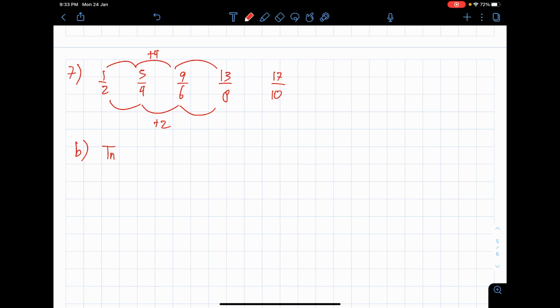Now, formula of a sequence. Let's find it. Let's take a look at the numerator first. The numerator is about plus 4, and therefore it will be a plus 4n. Just need to do this.